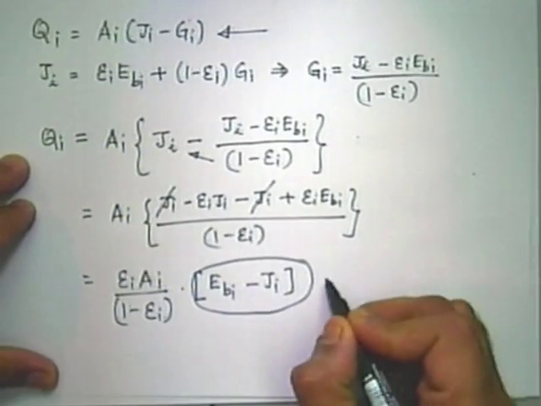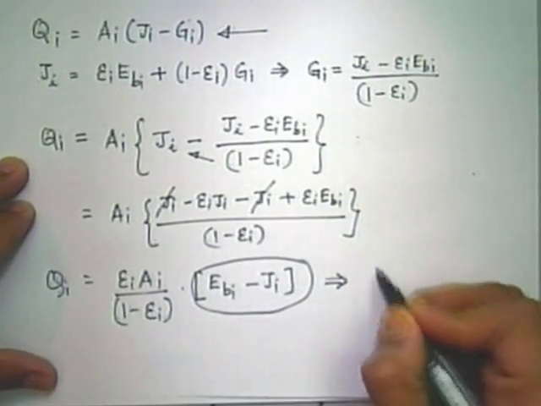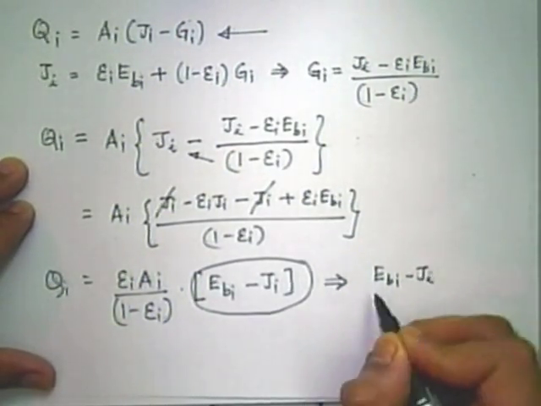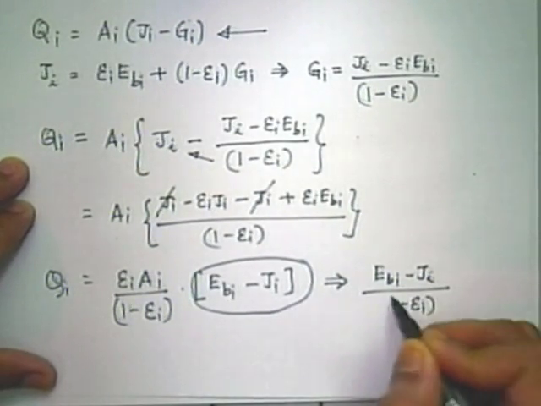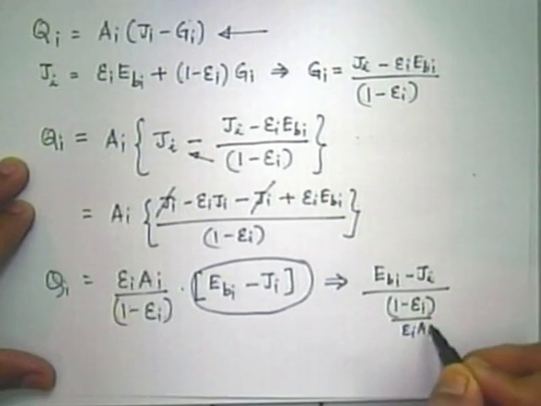What she said was Ebi minus Ji. We are writing this for a given surface. We are not talking of surface 1 to 2. We are writing on the same surface only. If this surface were a black body, it would have emitted energy Ebi. But now that has become less, something is lessening that energy. It has become less because it is a diffuse gray surface, and that change is given by Ebi minus Ji, and beautifully it will come out: Qi is equal to Ebi minus Ji divided by 1 minus epsilon I by epsilon I Ai.